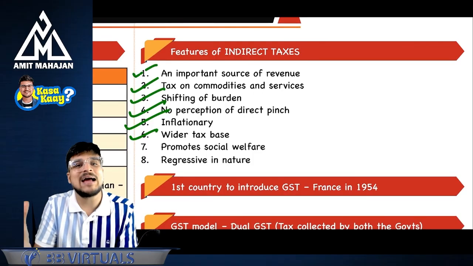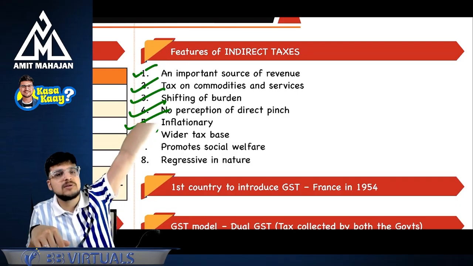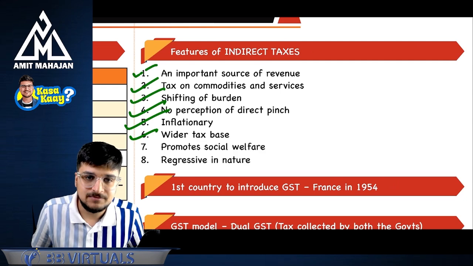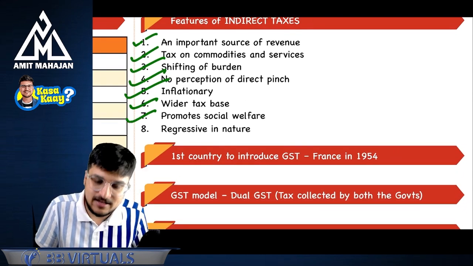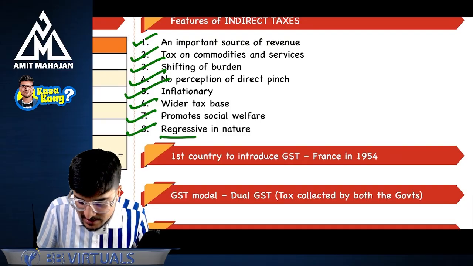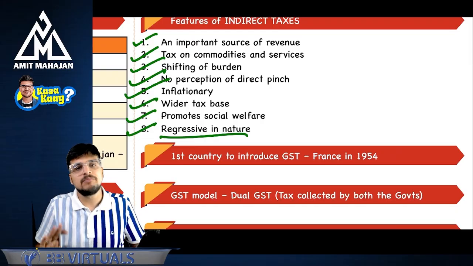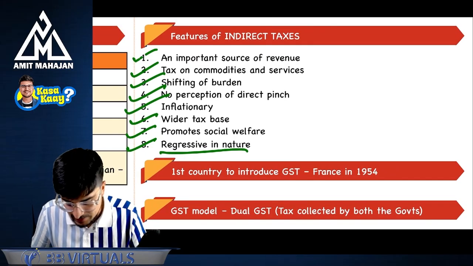It has a wider tax base, because richest of the rich person and poorest of the poor person, everybody will have to pay the GST. Correct? It promotes social welfare. Yes, we know that. Correct? Regressive in nature. GST is what? Regressive. It does not matter how much you're earning, but still you'll have to pay the same rate of GST. Everybody will have to pay the same rate of GST.